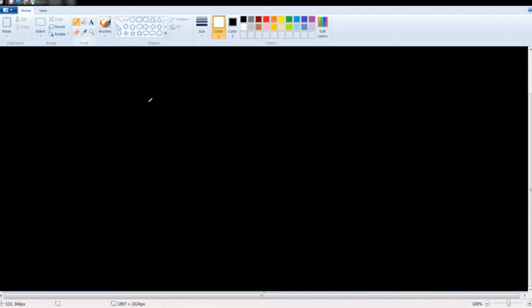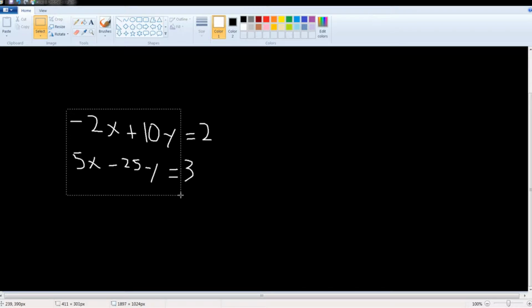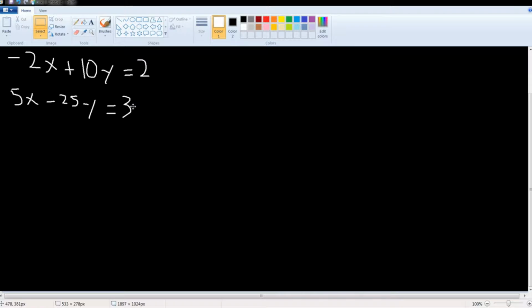So our next question is negative 2x plus 10y equals to 2, and 5x minus 25y, or sorry, 25y is equal to 3. These are the equations we are given.